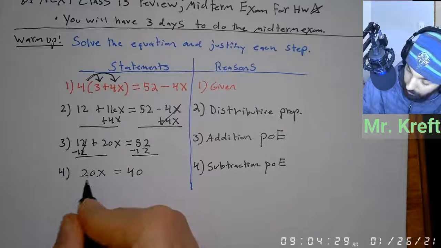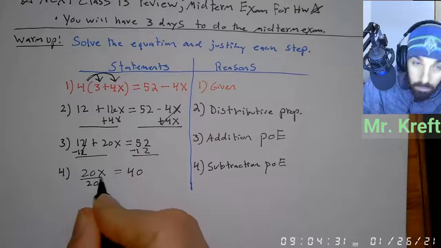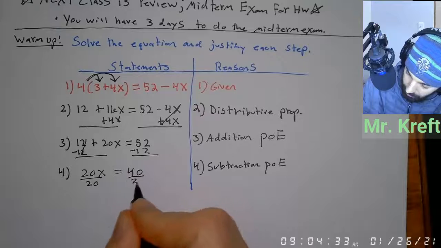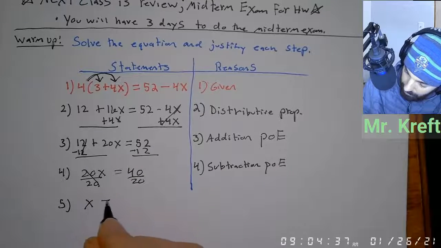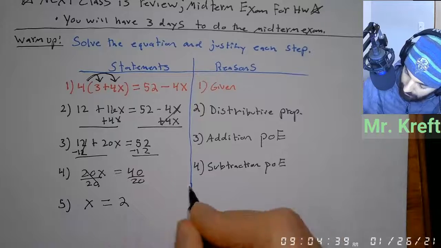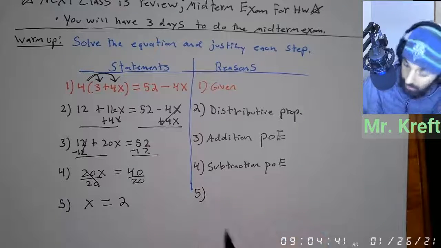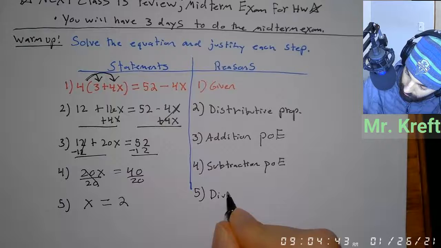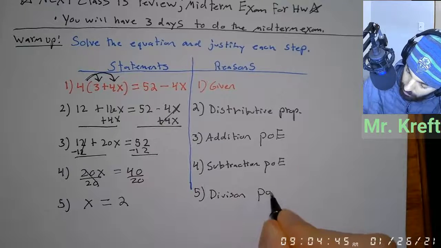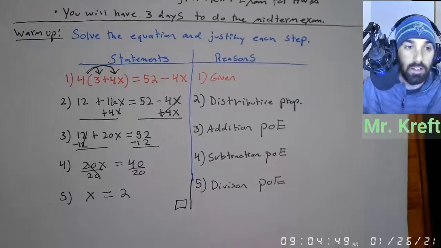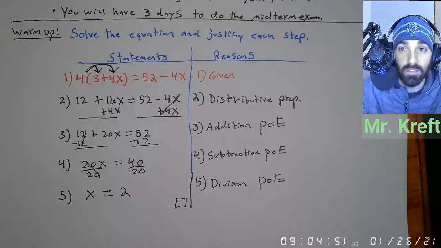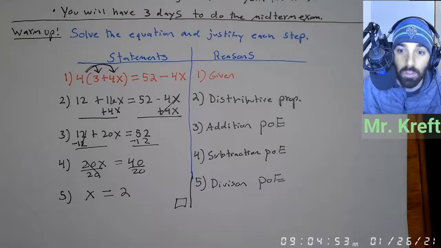And then this last step, I have 20 times x. I want to get the x by itself. The opposite of multiplying is dividing, so I'm going to go ahead and do this. My last step, I get x equals 2. For my reason, I'm going to write division, POE, because I did it to both sides. Then I put this little box here to tell us that we're done, right? That box is like a period.